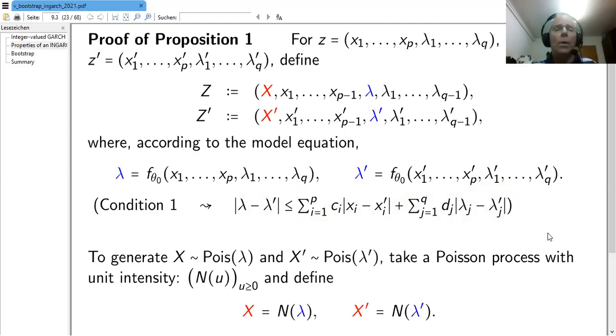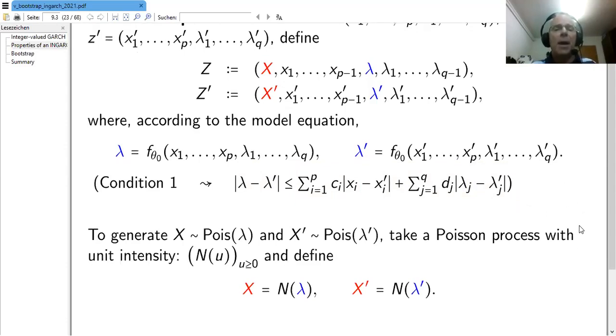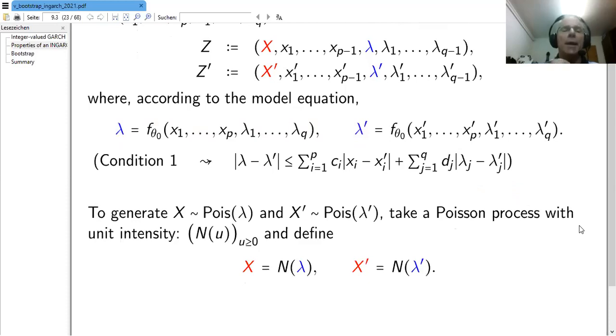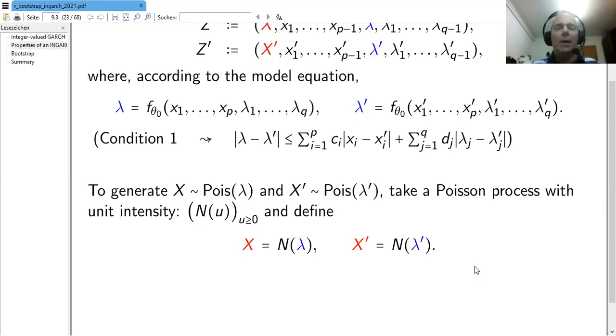And what about x and x prime? In order to generate x and x prime, we use one and the same Poisson process with unit intensity and just define x as the Poisson process at time lambda and x prime as the Poisson process at time lambda prime. So this gives quite a good coupling of corresponding random variables.